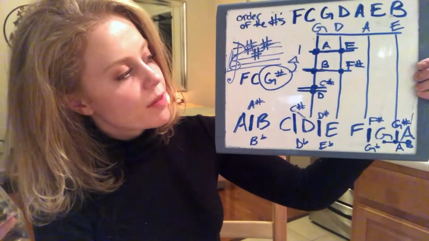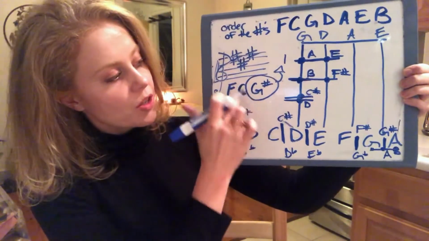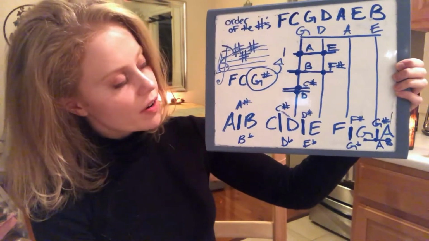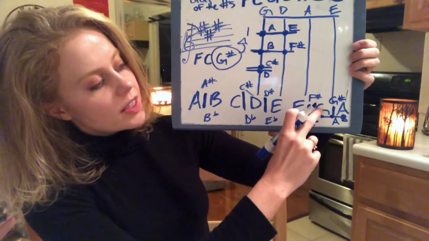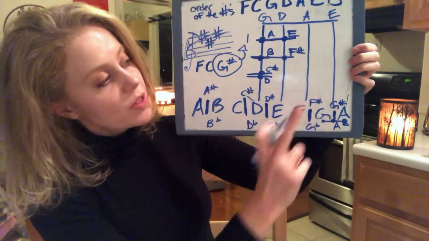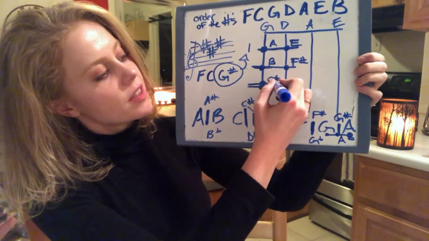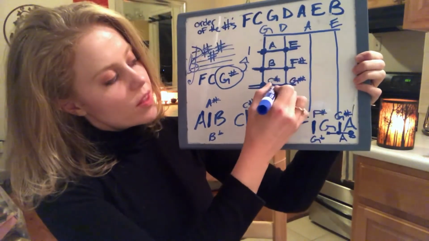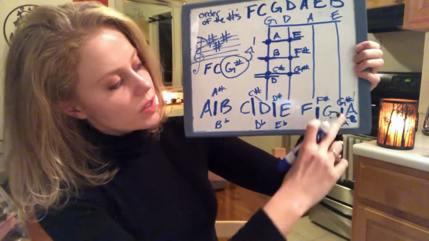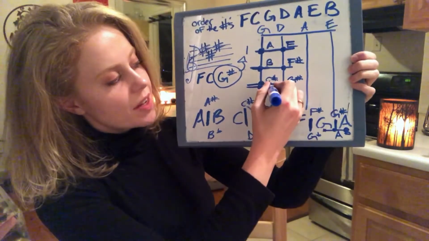After F sharp we have G, but over here in our key signature we have a G sharp. So we have to figure out if that's a half or a whole step. So here's F sharp to G, that's a half step. And then we have a G sharp, so it's a whole step. So it's just on the same line as your C sharp. And then we have A. So G sharp to A is a half step.